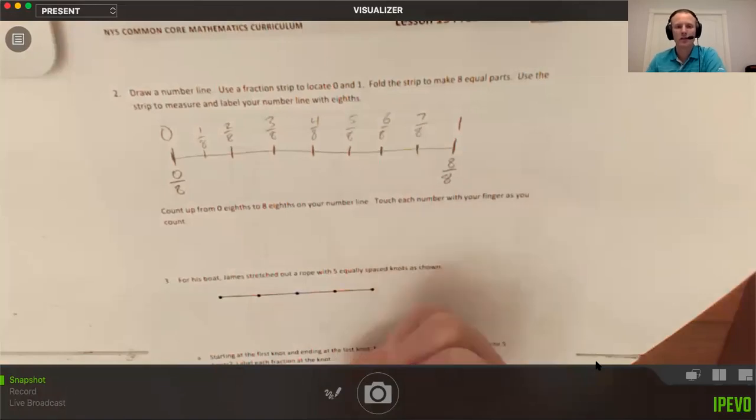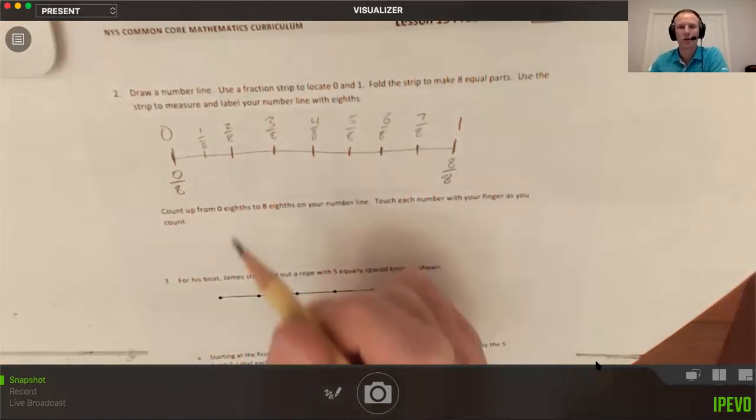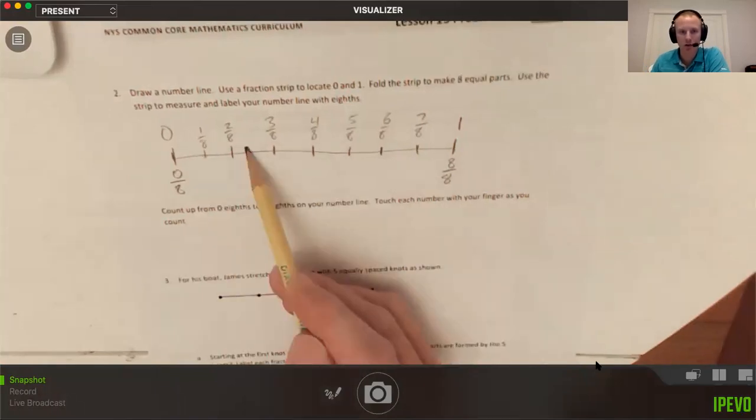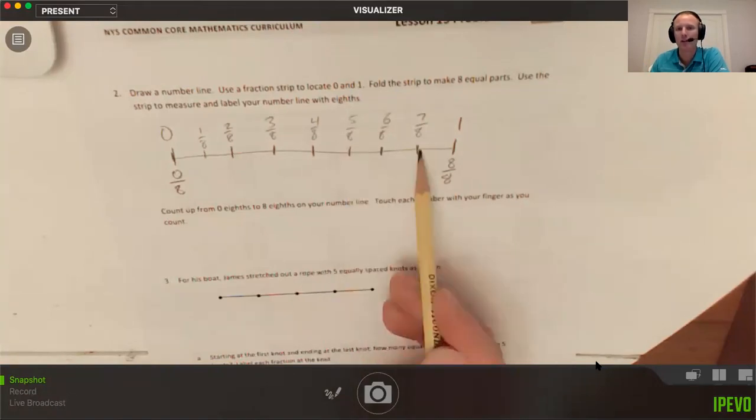Count up from 0/8 to 8/8 on your number line. Touch each number with your finger as you go. So we kind of just did that. It would be like if you're counting 0/8, 1/8, 2/8, 3/8, 4/8, 5/8, 6/8, 7/8, and 8/8.